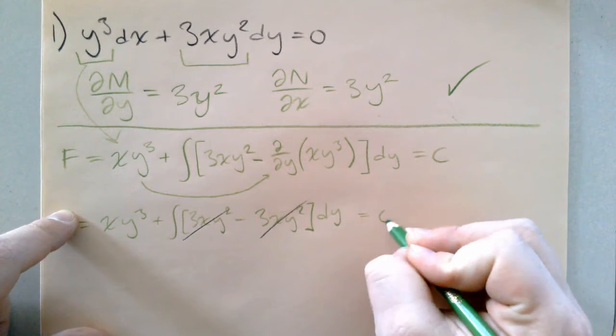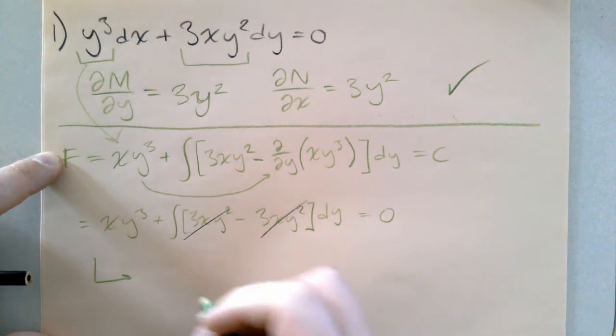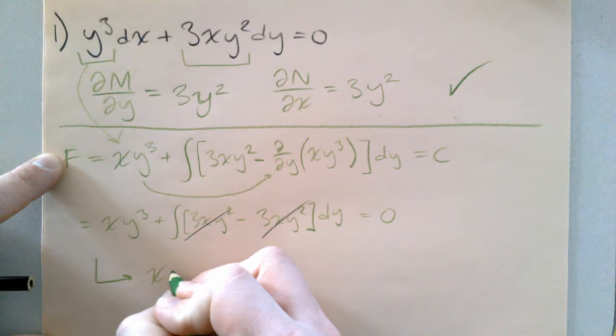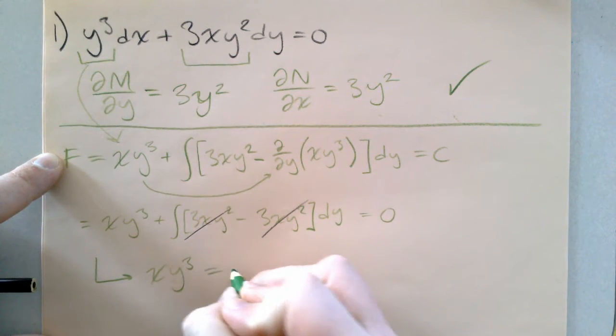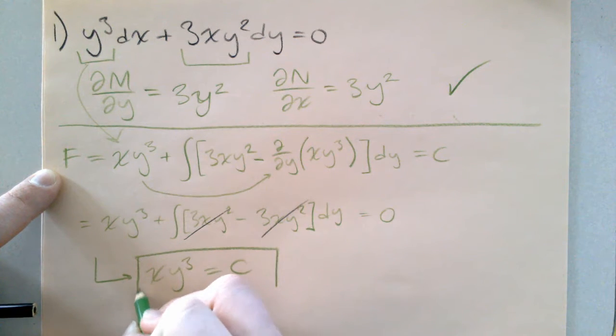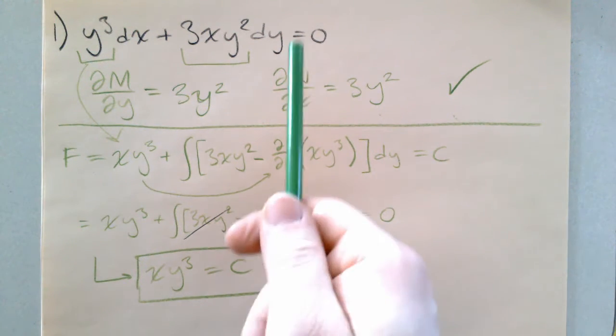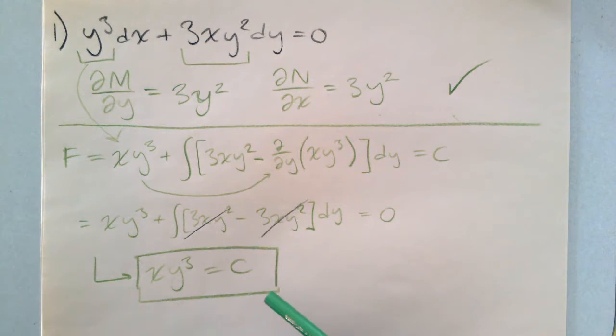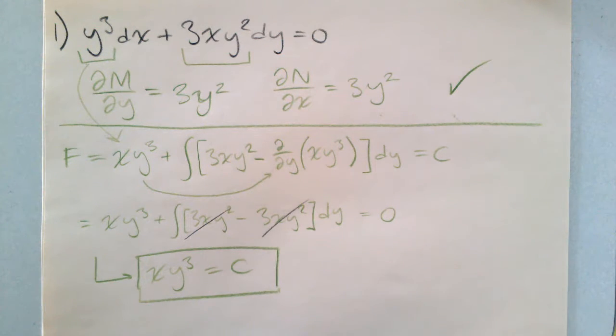And knowing that, we can just come down, and we know that our function f is going to be equal to xy cubed. That will be equal to some function c. So with that, we proved our equation was exact and used that fact to find that our solution is xy cubed is equal to c.